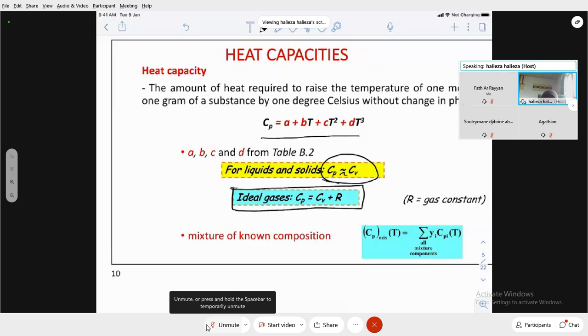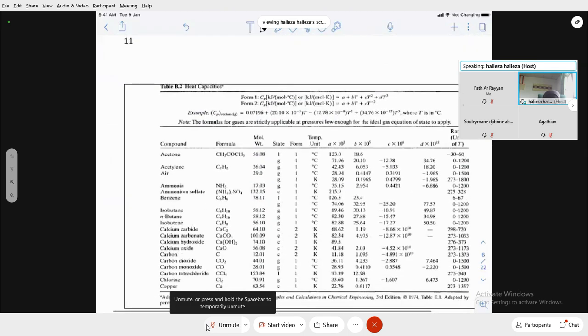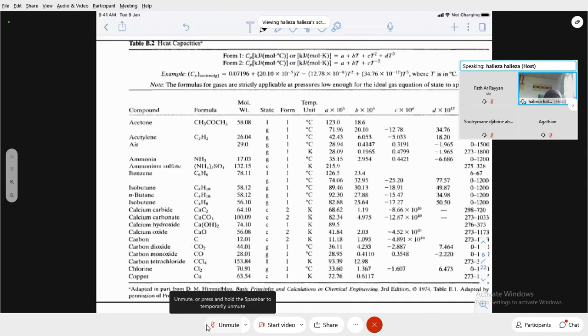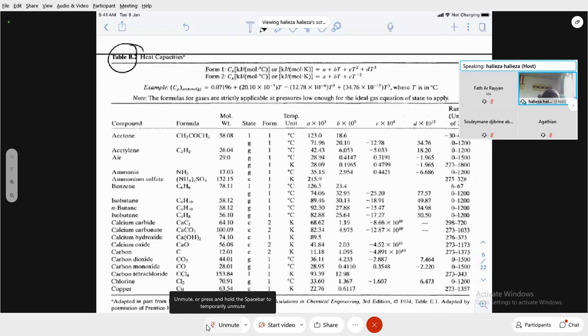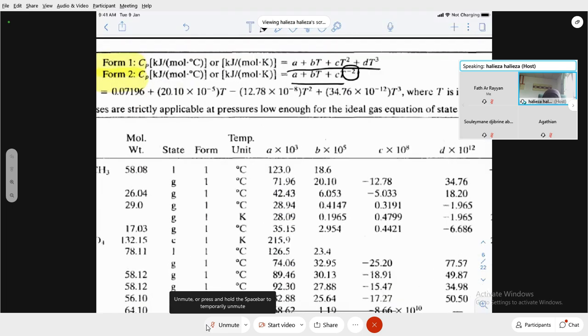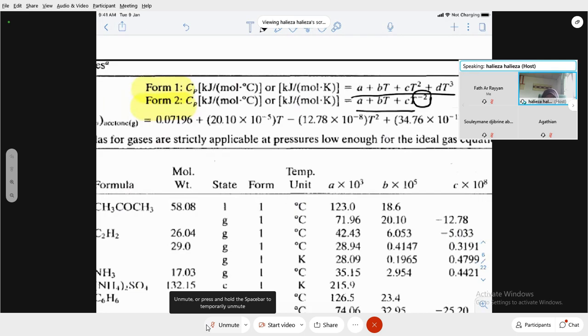So let's look at our appendix. This is appendix B2 in your textbook. Take note of the form. This form 1 is in the form of A, B, C, D. Form 2 is in the form of A, B, C, and the power is different. Please take note of that. There are two types of equation, the first and the second form of the polynomial equation.